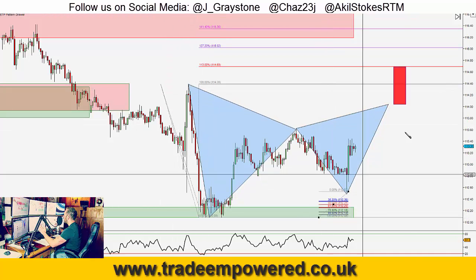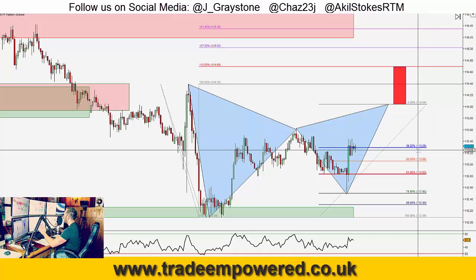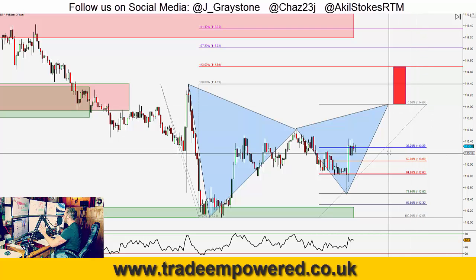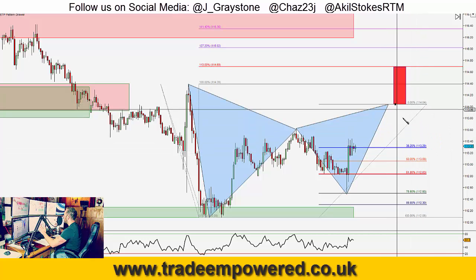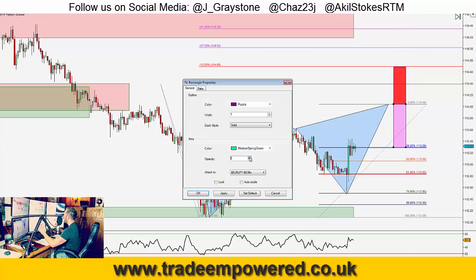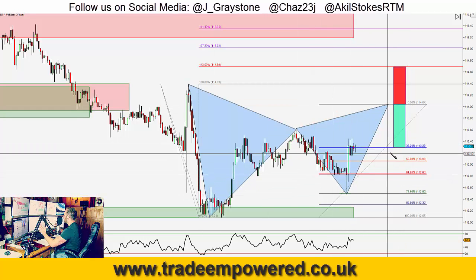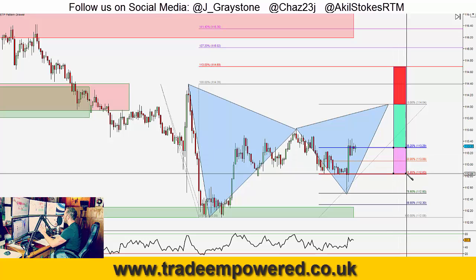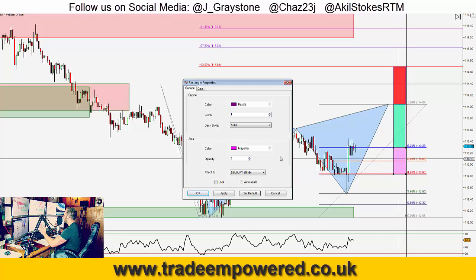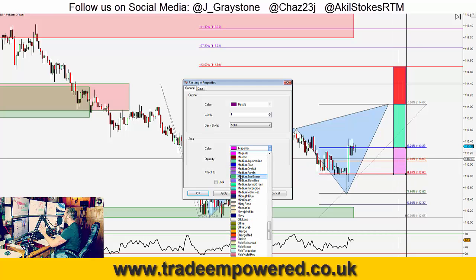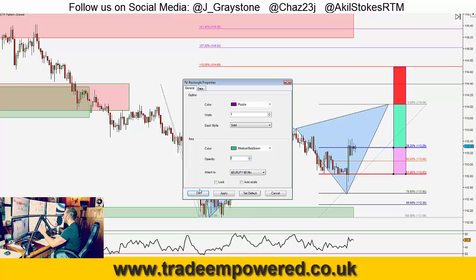With targets, I'll be using conventional targets here. Target 1 is down at 382, and target 2 is down at 618 at 112.83. Now that's if market pushes up. What about if market pushes down?